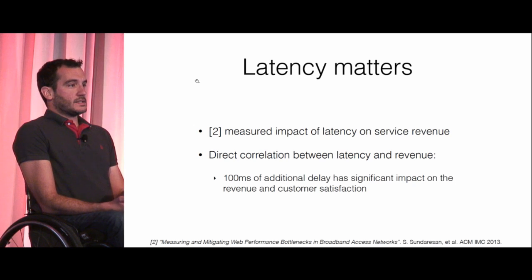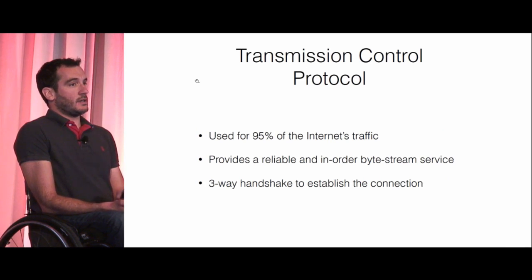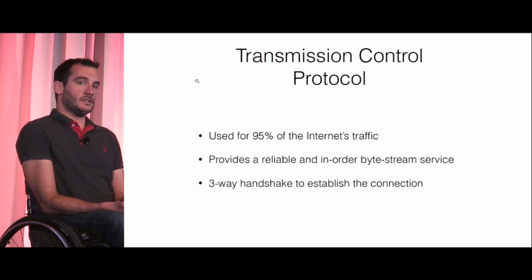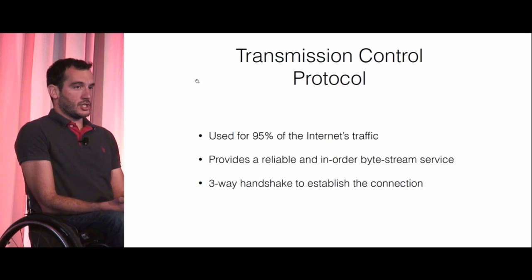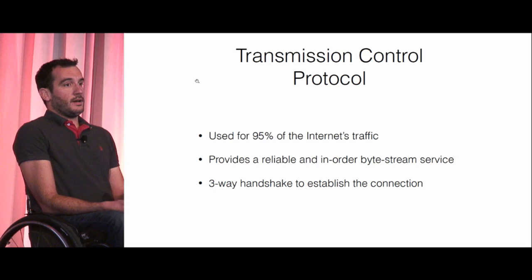Now, to understand why latency has such a high impact on the page load time, we have to look a bit at the protocols that are being used on the internet. TCP, the Transmission Control Protocol, is used for 95% of the internet's traffic, and it provides a reliable and in-order byte stream. So all the web objects and everything are sent over TCP. In order to provide this reliable and in-order byte stream service, it requires the so-called three-way handshake. The three-way handshake is there to establish a connection and negotiate some parameters for this connection.